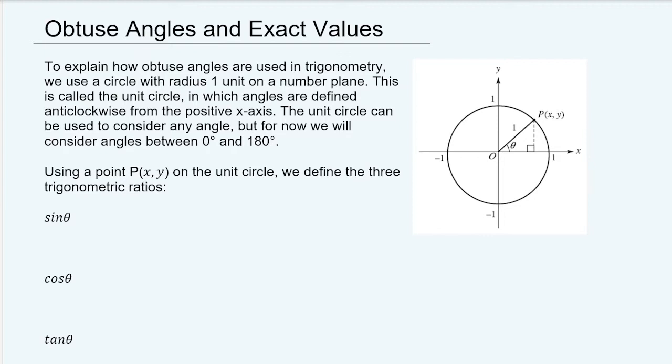All about obtuse angles and exact values. So we're starting to hit some of the more advanced levels of trigonometry, particularly for year 10. Now we're talking about obtuse angles and exact values. So this is going to be a bit of an introduction to the unit circle, an idea of how the unit circle is going to work, and how we can use these angles and trig ratios in different ways. So we have over here a unit circle.